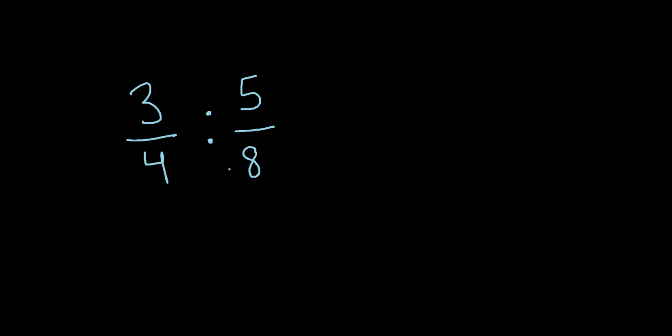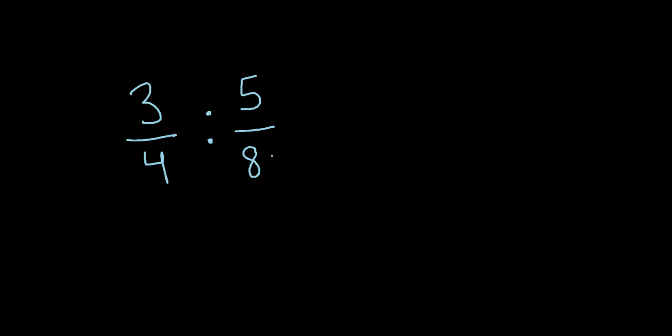Well, the first step is we want to identify the lowest common denominator between the two fractions. So here we have a denominator of 4. Here we have a denominator of 8. The lowest common denominator between these two values will be the smallest number that both values go into. So what's the smallest number that 4 and 8 both go into? Well, that would be 8. So the lowest common denominator is 8.